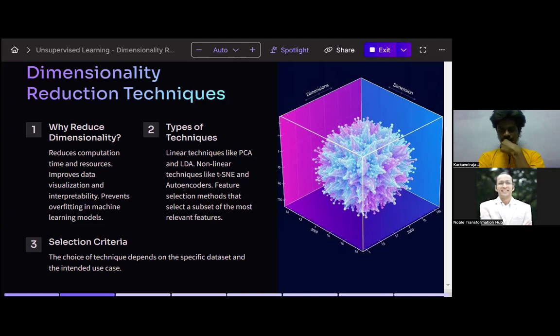And then selecting the criteria. The choice of technique depends on the specific dataset and the intended use case. So whatever your problem statement is, you have to use these techniques according to that and the characteristics of the dataset. And you need to do good research on the problem statement.